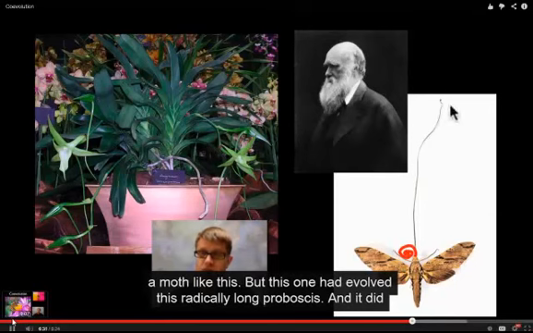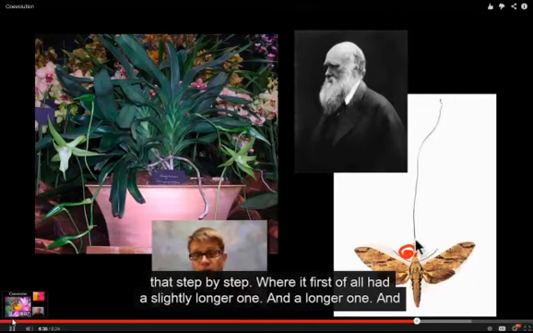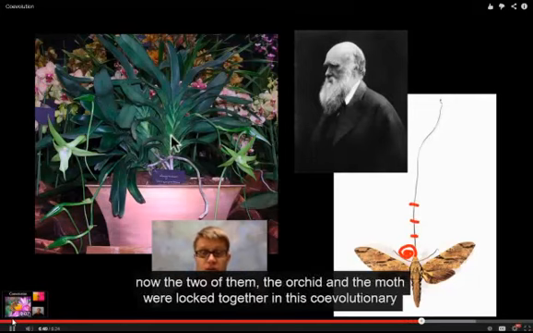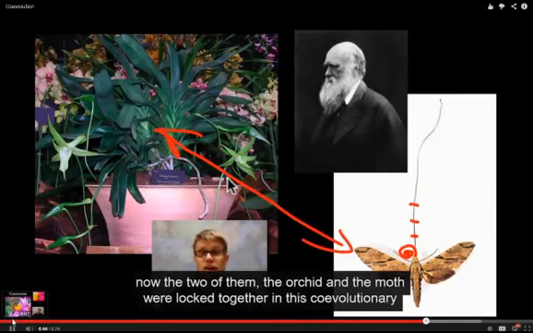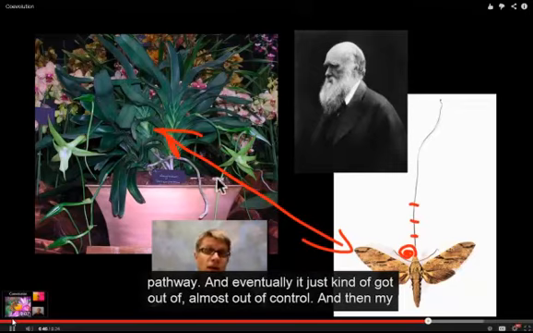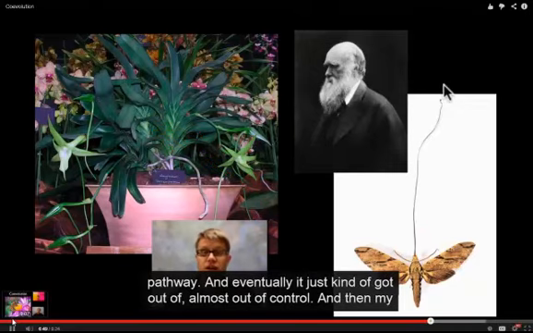Usually it'd be wound up in a moth like this. But this one had evolved this radically long proboscis, and it did that step by step, where it first of all had a slightly longer one and a longer one, and now the two of them, the orchid and the moth, were locked together in this coevolutionary pathway, and eventually it just kind of got almost out of control.